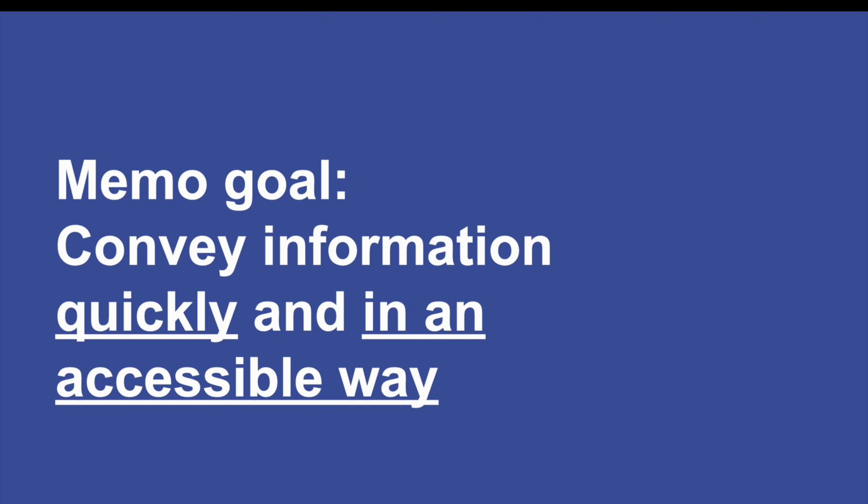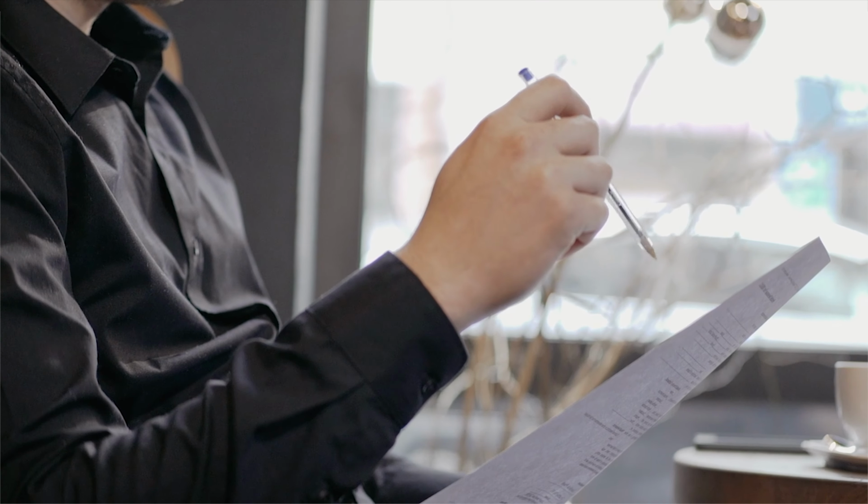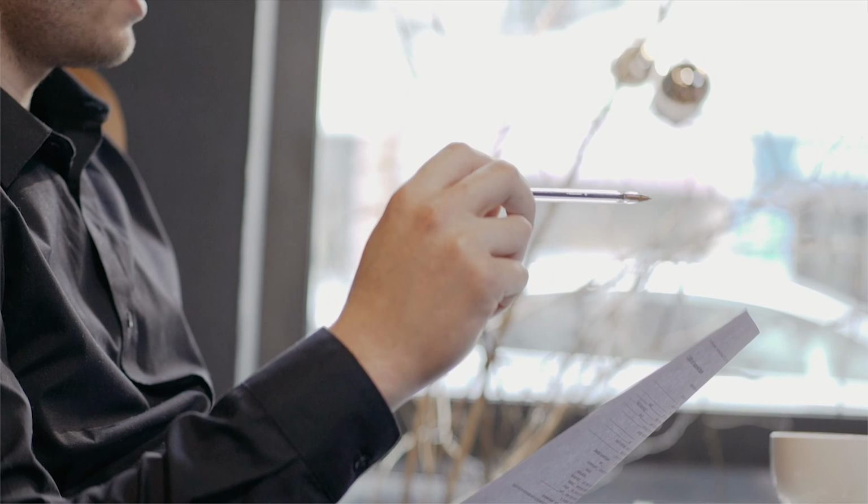The main goal of a memo is to convey information in a quick and accessible way to the intended audience. Memo writers must consider how to write in an audience-friendly way. You must write so the main idea is understood quickly and the supporting information is clear.